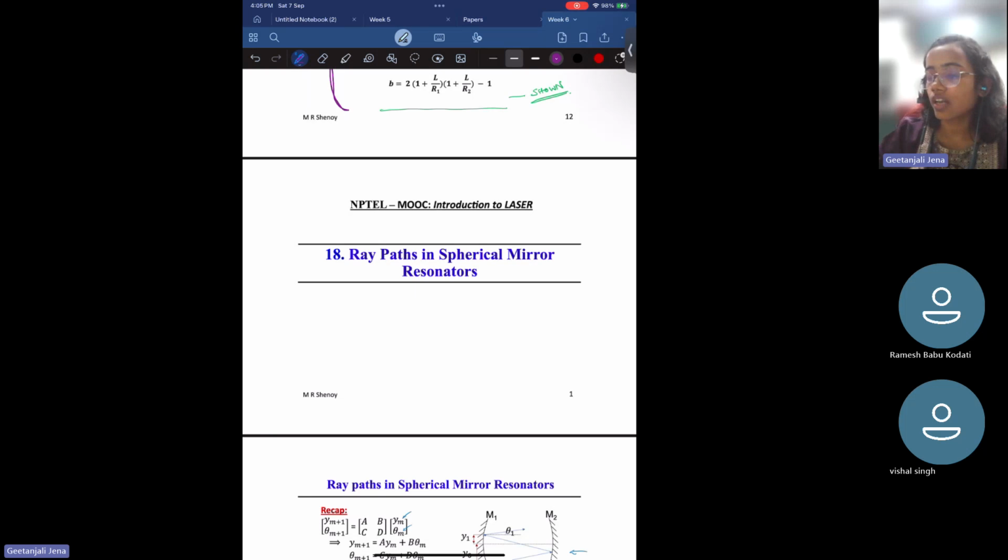So in the last section, we have seen what are the ray transfer matrices, what is the stability condition and what is the stability diagram. So before starting this section, let me ask whether you have any doubts in assignment 6, because the solutions have been released, I think. So whether you have any doubts in the solution of assignment 6.